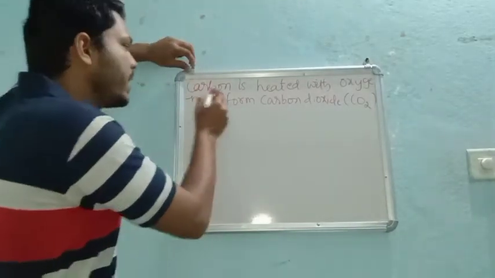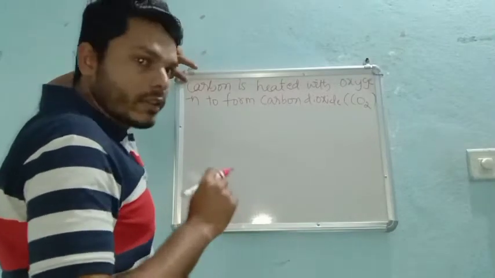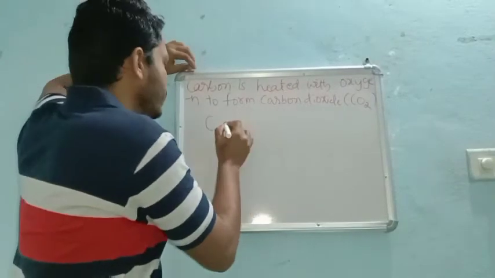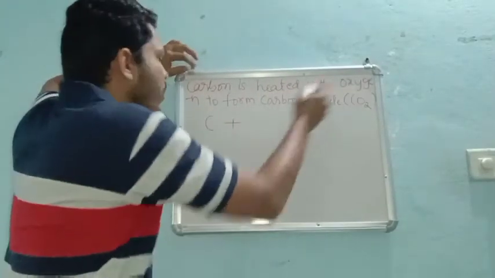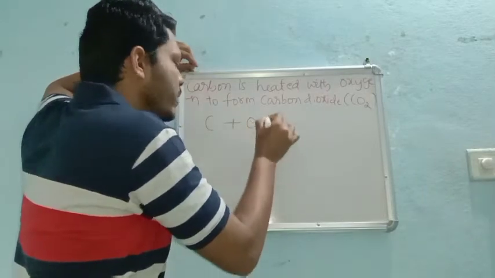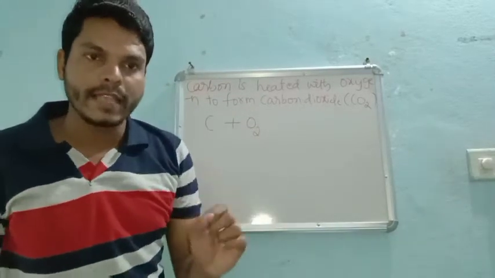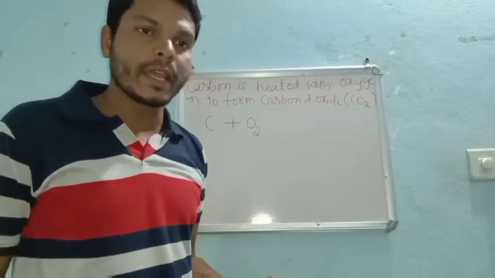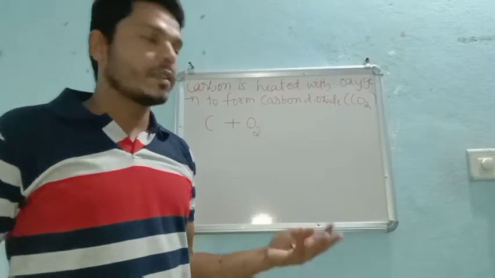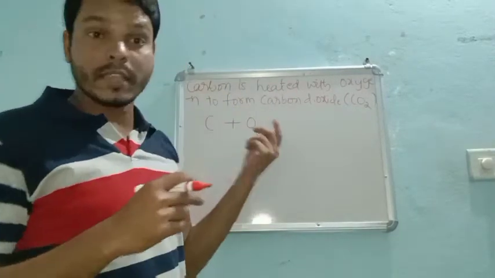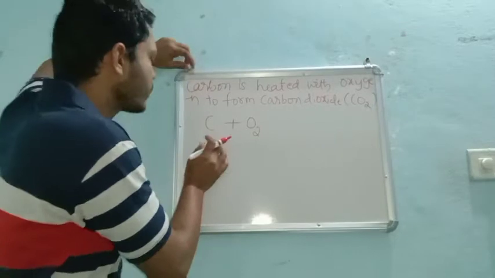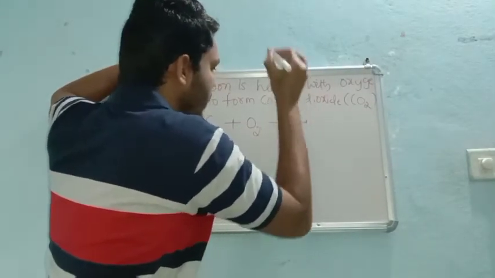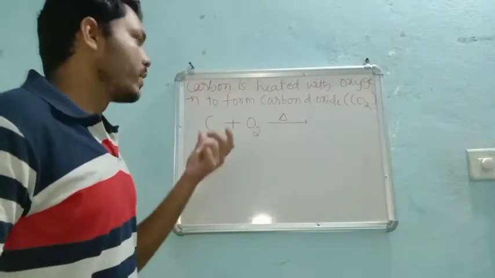So first of all, see what they have given. Carbon, write down carbon is heated with what? Oxygen. Oxygen gas is always present in molecule form. H2, I2, iodine gas, bromine gas, chlorine gas, fluorine gas, they are always F2, hydrogen gas, H2, right? So that's why carbon is heated. Heated means we have to write like this. That's all, this is what they have given, right?